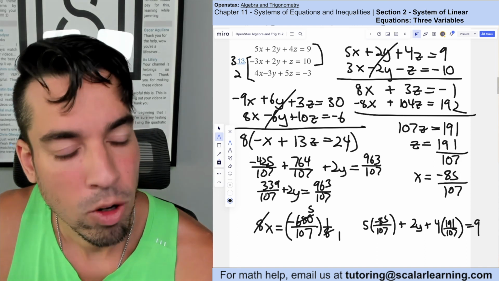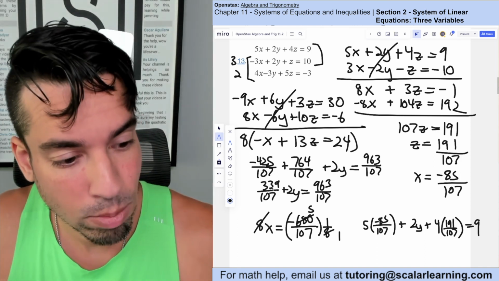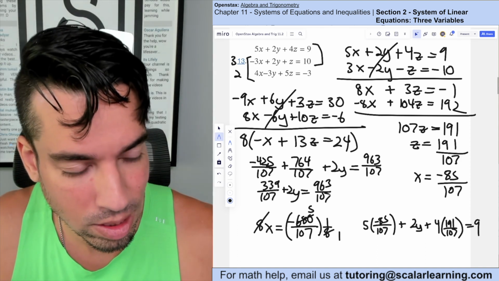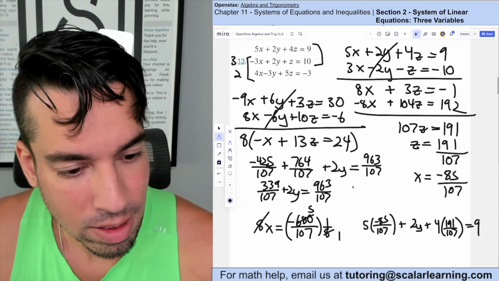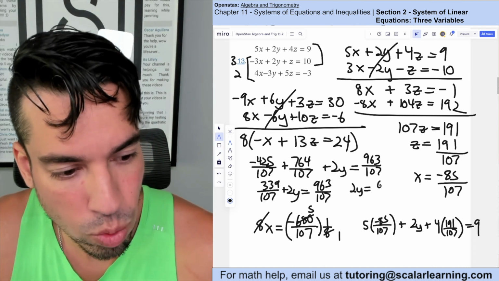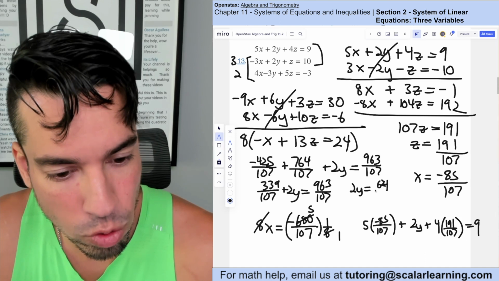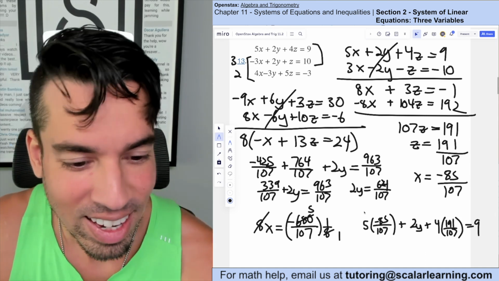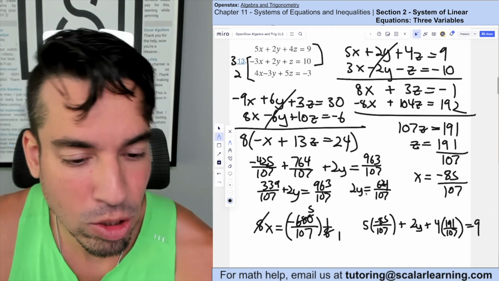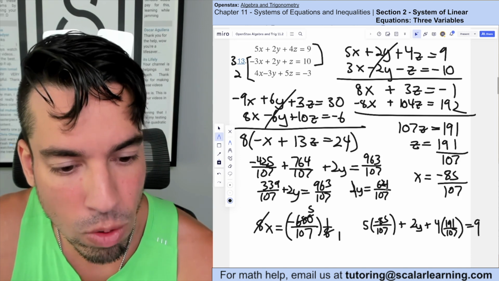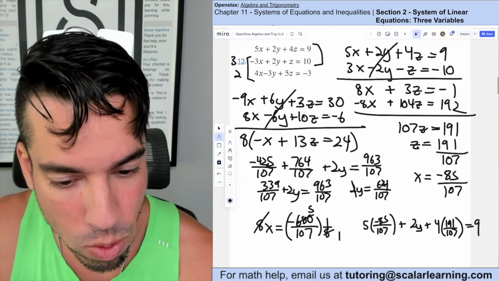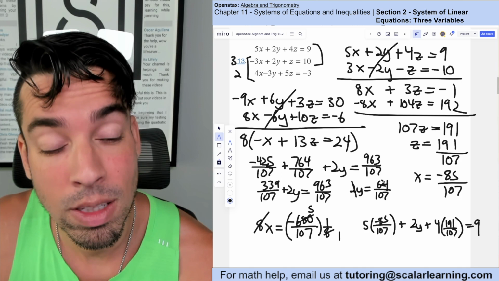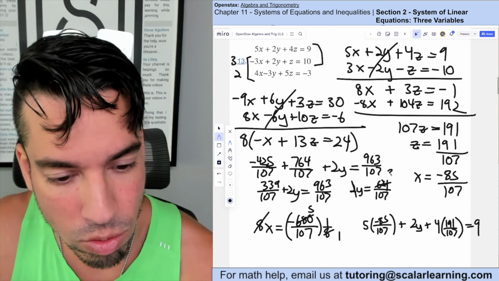Last but not least, or not, so we've got 2 steps left. Now we're going to subtract 339 from 963. That is going to be 624, I believe. 624 over 107. And then last but not least, we have to divide both sides by 2, aka multiply by 1/2. So that's going to divide 624 in half, which is going to be, let's see, 312, right? 312.